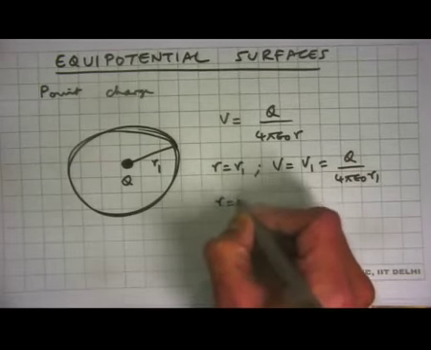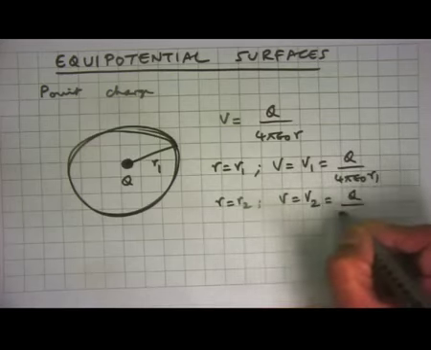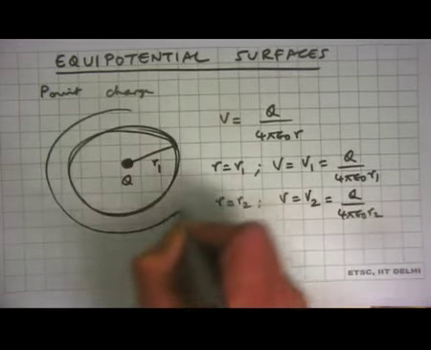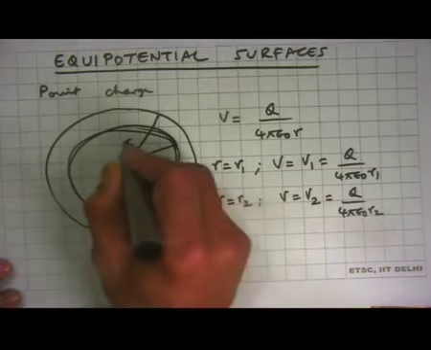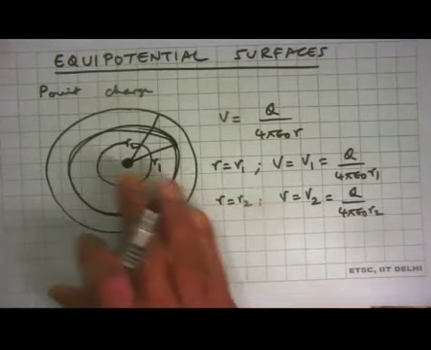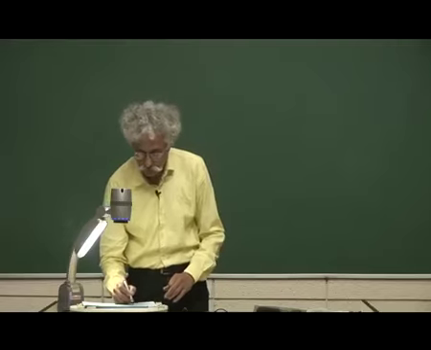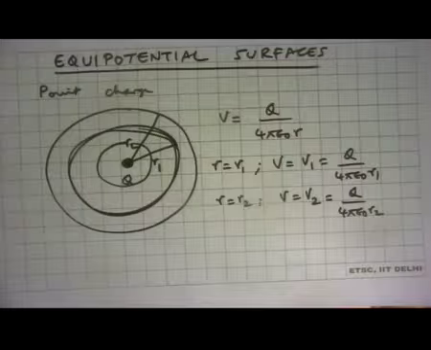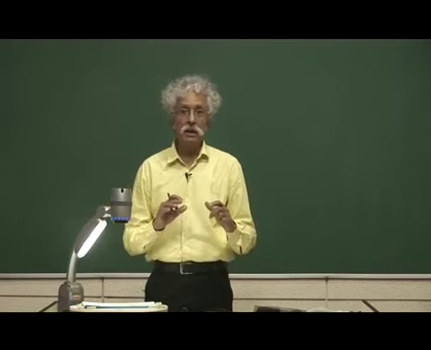Similarly, if you take r equal to r2, V is V2 equal to q by 4 pi epsilon 0 r2. That is another sphere. So, equipotentials for a point charge are spheres. I am drawing a circle in a 2-dimensional space, but you have to imagine this entire thing is rotated around the point charge here. If I rotate along any axis containing the point charge, these circles will become spheres, and all points on the sphere are at the same potential.